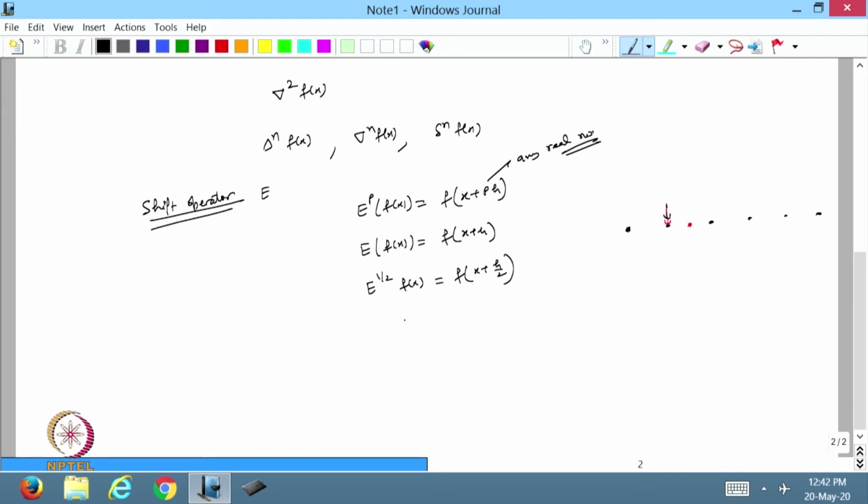Similarly, I can define E to the power minus 1 by 2 of f(x), so that will be f(x minus h by 2). So it is going half a step backward from that value. This way, I can even define E to the power minus 3 by 2 of f(x), which will be f(x minus 3 by 2 h). So this way we can move with the shift operator in either the forward direction or the backward direction.